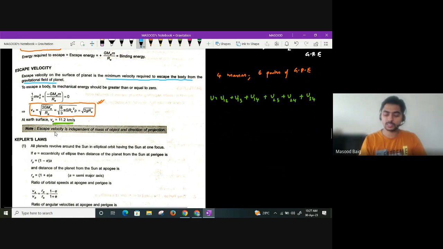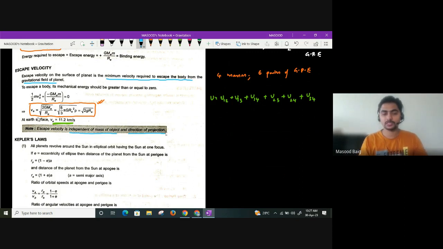So as you can see, escape velocity is independent of the mass of the object and the direction of projection. If the object is on the surface and it is given a speed of 11.2 kilometer per second, in whatever direction that speed is given, the object will escape from the gravitational pull of the earth. Is that clear, all of you?